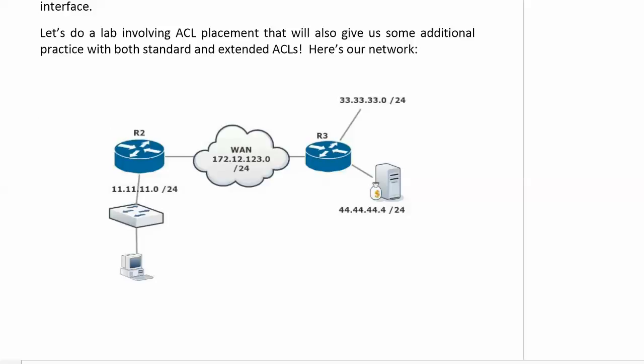on the 11.11.11.0/24 network. We've got router 2 and router 3, and there's a WAN between them, 172.12.123.0/24. Router 3 has a couple of networks on the other end, a 33.33.33.0/24 network and a 44.44.44.0/24 network, where you can see we have an e-commerce server at .4 on that subnet. You can tell it's an e-commerce server because there's that great sack of money attached to it.